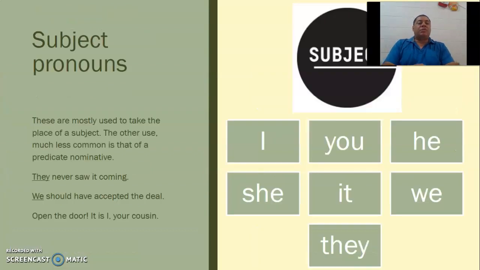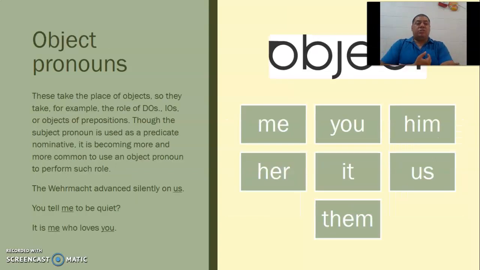And then we talked about subject pronouns, which are those pronouns that take the place of subjects in a sentence. We talked about object pronouns, that are those that take the place of objects in the sentence. Remember that the object of a sentence is not only a direct object. An object in a sentence can be an indirect object, object of a preposition, object of an infinitive, etc.